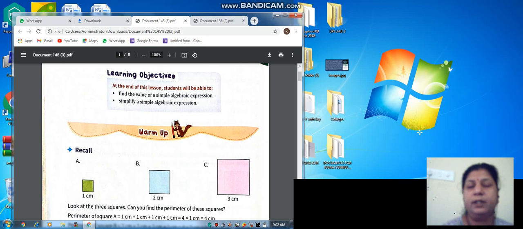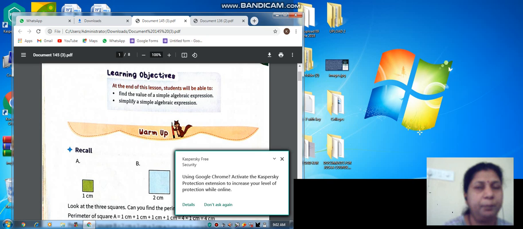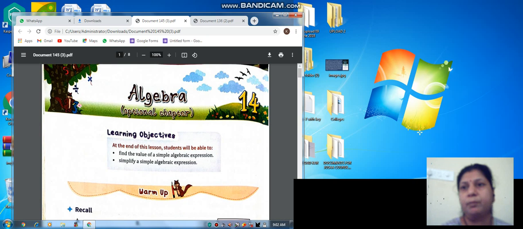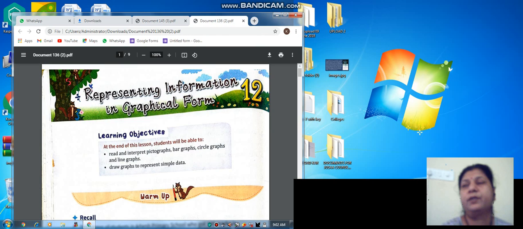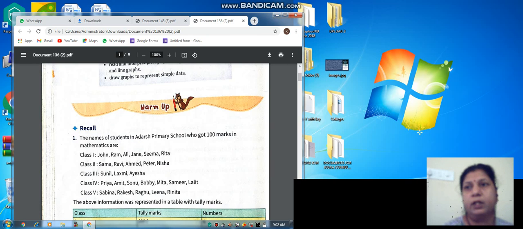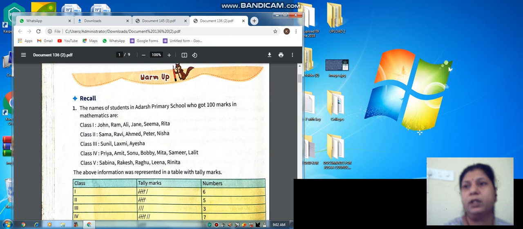Yesterday I revised the paper format, then the percentage chapter and the time chapter, right? So today we'll start the remaining two chapters. First of all, we revise chapter 12, representing information in graphical form. Our first topic is about tally marks and tabular form.